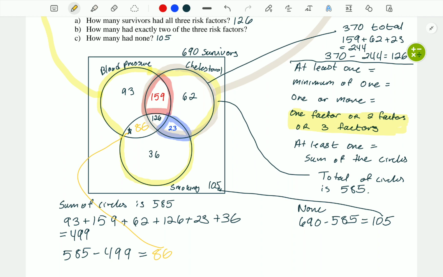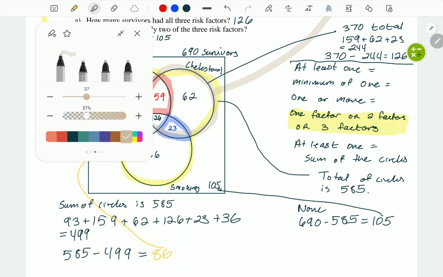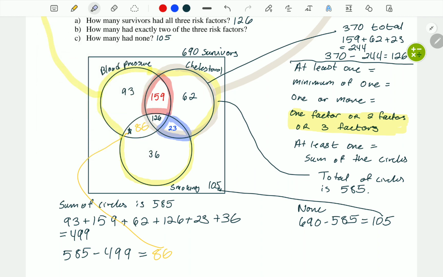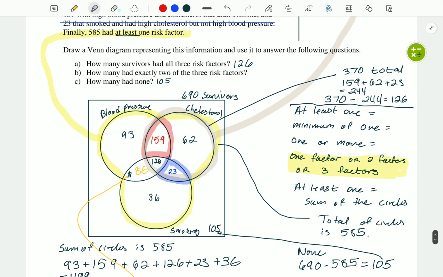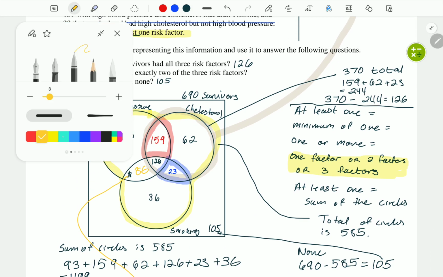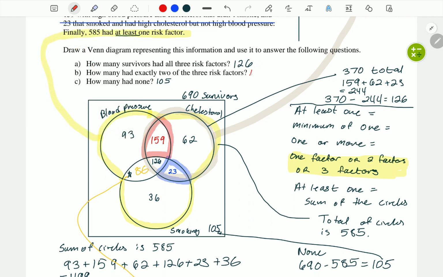How many had exactly 2 of the 3 risk factors? Put that in a different color. Let me put in this light blue. Exactly 2 of the 3 risk factors. So that means they had high blood pressure and high cholesterol, but do not have smoking. So I'm going to go over here. And if you notice, that is 159. This part is exactly 2 of the 3 categories.